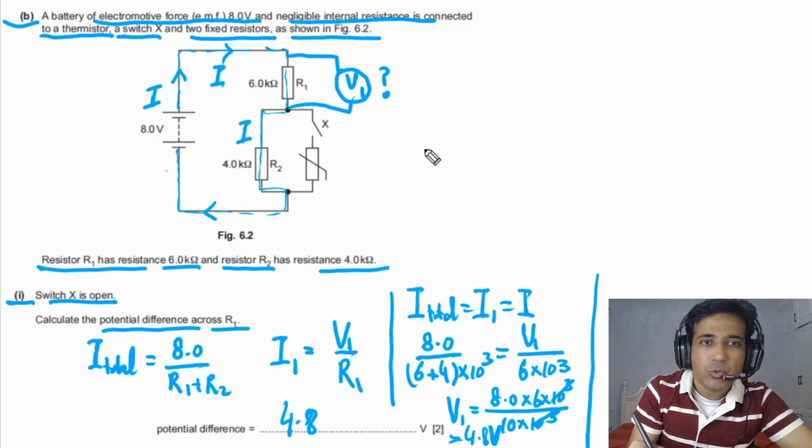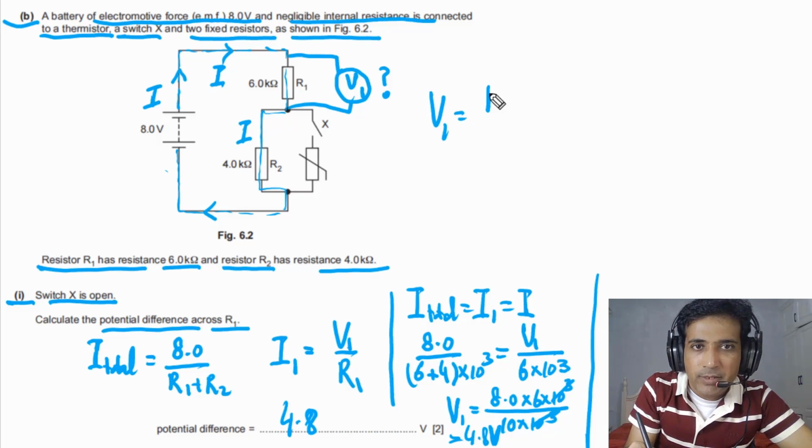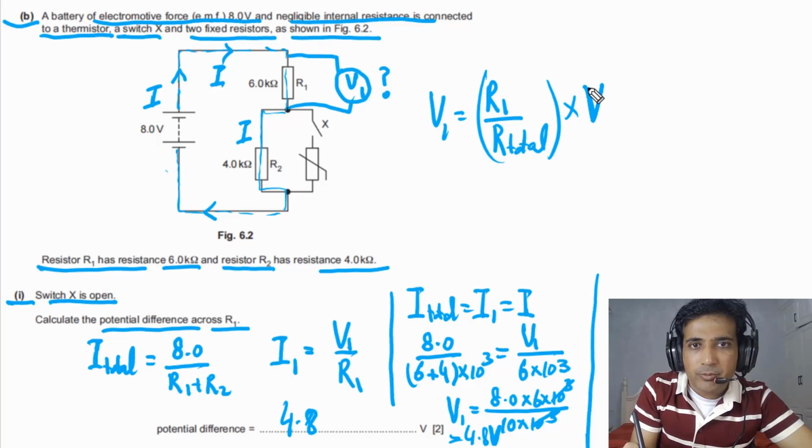Otherwise, I can simply use this formula. If I need to calculate V1, I will say resistance of R1 divided by R total, multiplied by the battery potential difference.